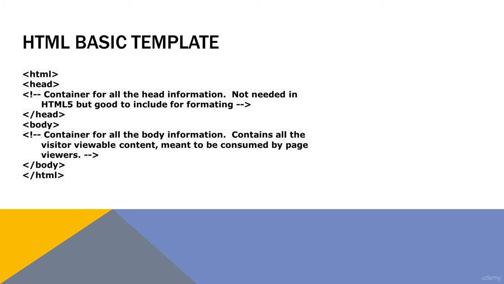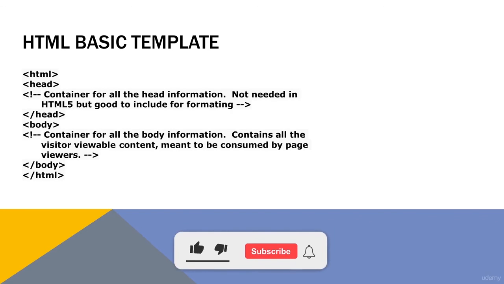And the body is the second main container area within your HTML5 template, and this is where all of the body information goes. So this is actually where the contents are meant to be consumed by viewers that are coming to the website. So this is where you place all of your visible, user-visible content.